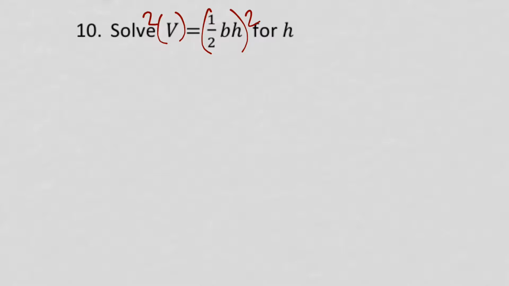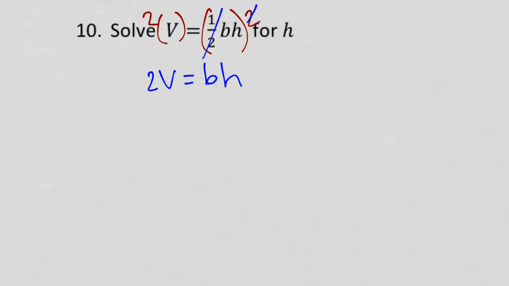That's going to leave you with 2V on the left side. On the right side, this 2 cancels that 1/2. They cancel each other out because they're reciprocals of each other. So 2 and 1/2 cancel out, leaving you with just BH.